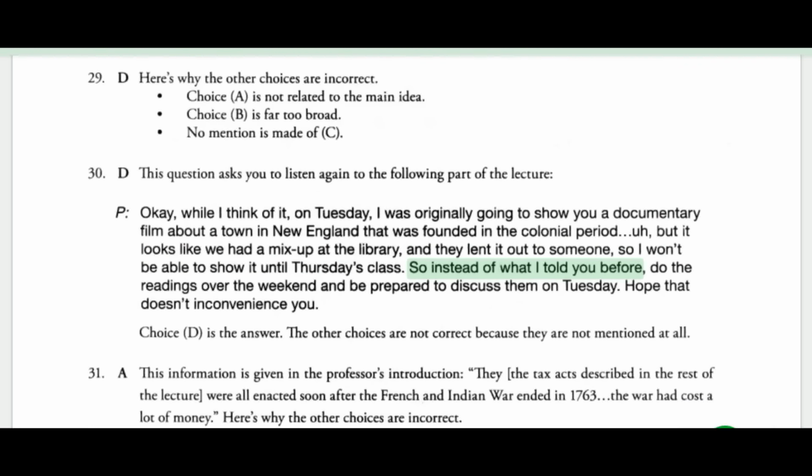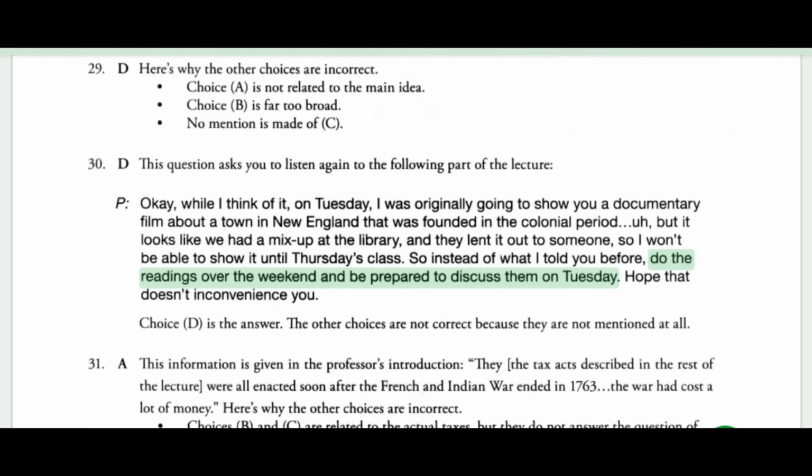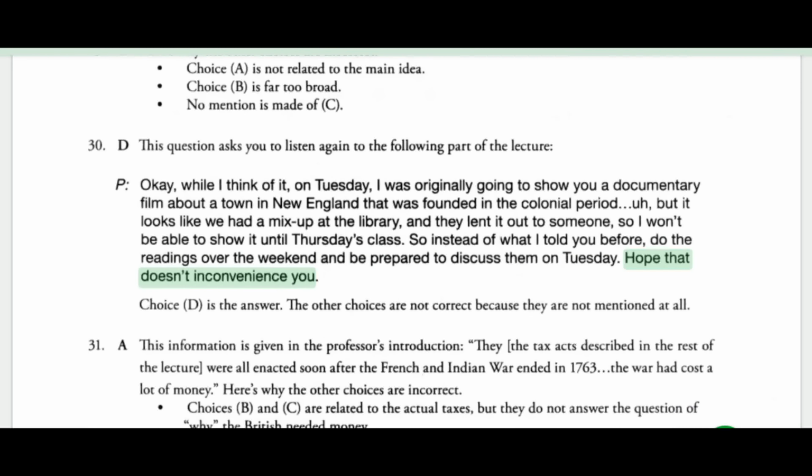So instead of what I told you before, do the readings over the weekend and be prepared to discuss them on Tuesday. Hope that doesn't inconvenience you.